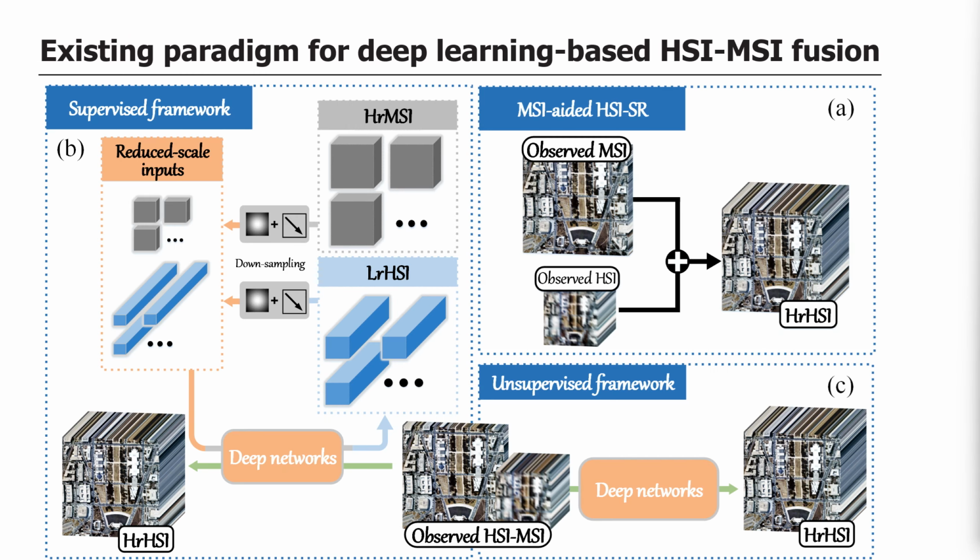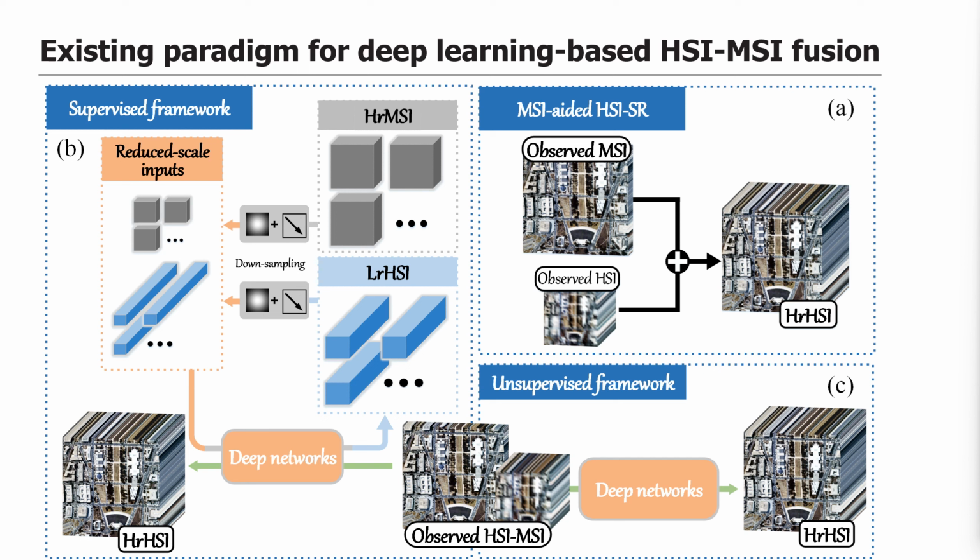Different from supervised method, unsupervised methods only need observed hyperspectral and multispectral pair for network optimization. And then, I will introduce our proposed unsupervised network for hyperspectral and multispectral image fusion.